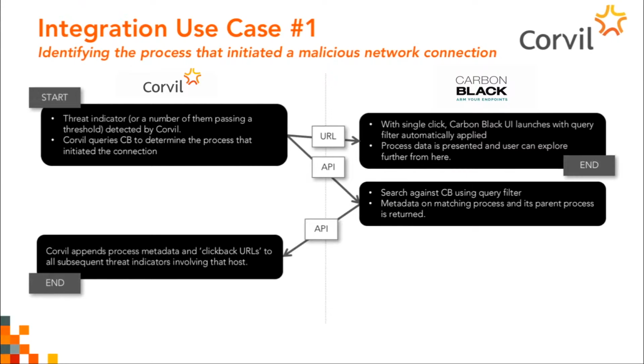Integration use case number 1 is all about the pivot from the network-centric view of the packet down to the endpoint-centric view of the process. So what's happening here is on the Corvil side, as threat indicators are detected within the network traffic, Corvil can offer the analyst the ability to both interactively click over into Carbon Black and via the API initiate actions to Carbon Black to fetch information on the process behind the network connection which they're now looking at. Let's now take a quick look at this integration live.